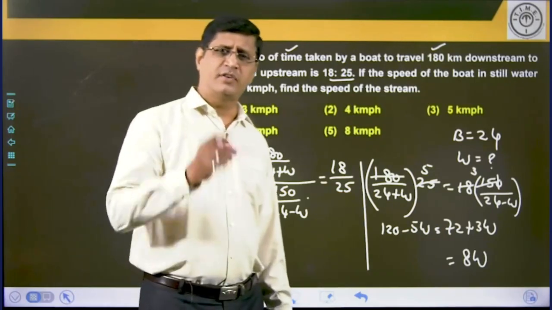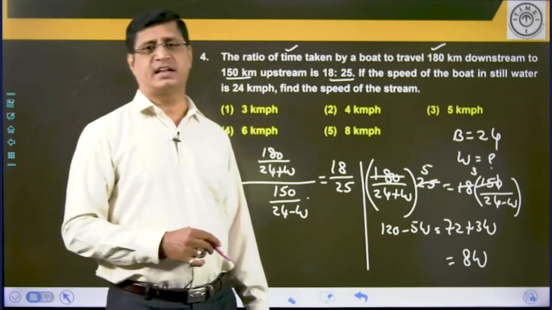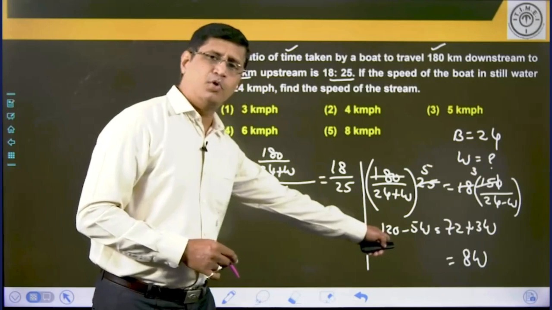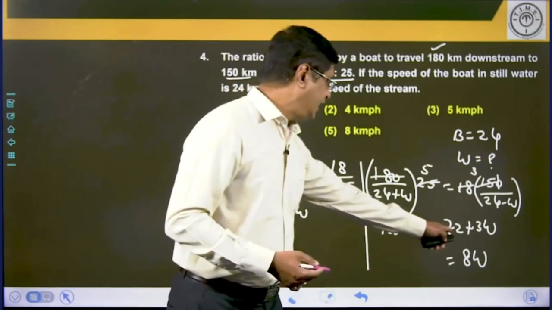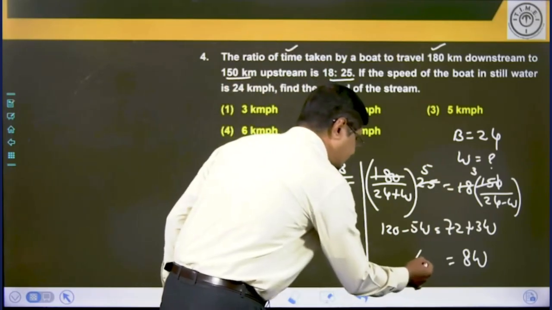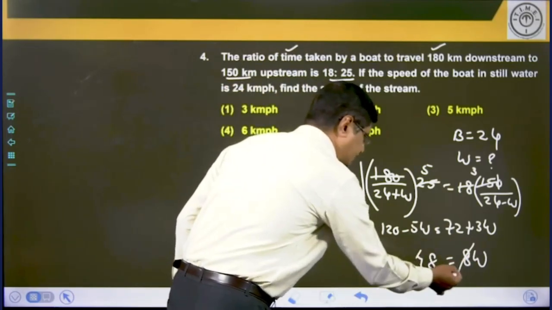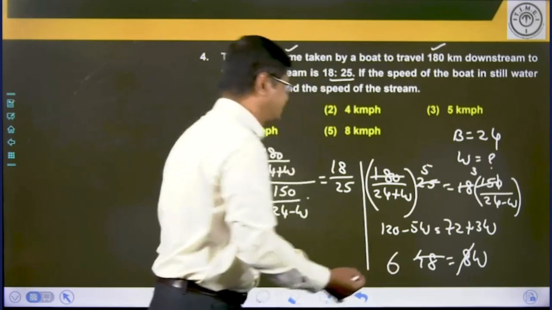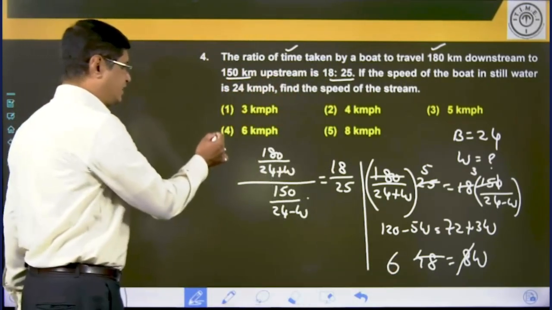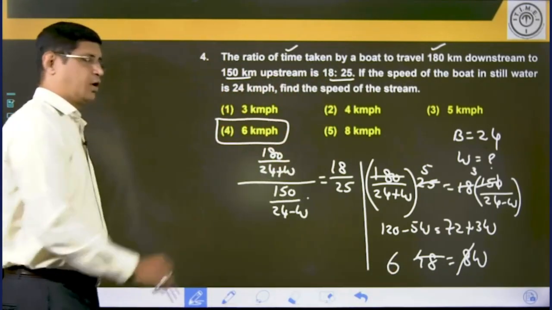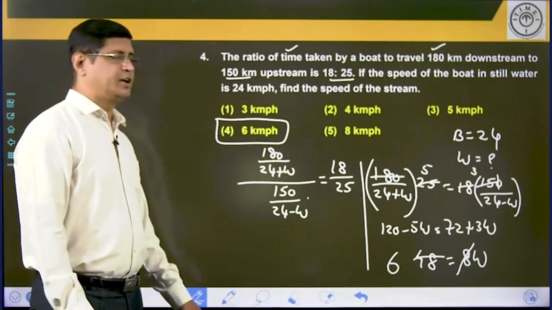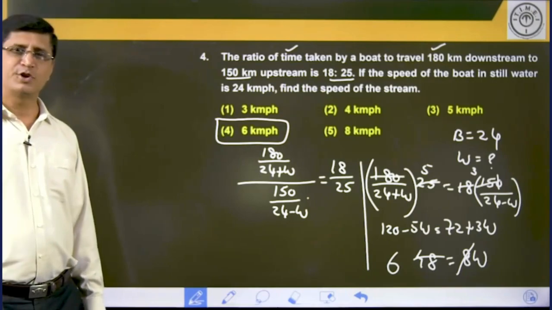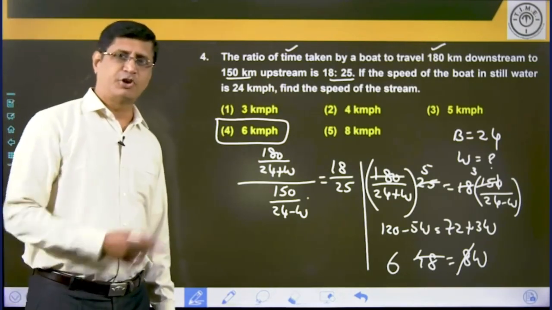But dear students, 72 is 28 less than 100. It is 20 more than 100. Means I am using complements of 100. So 28 plus 20, that is 48. Now cancellation, it goes exactly 6 times. So what is the right option? Choice 4. So what is the speed of the stream? It is 6 kilometers per hour. Okay. Shall we move to the next example?